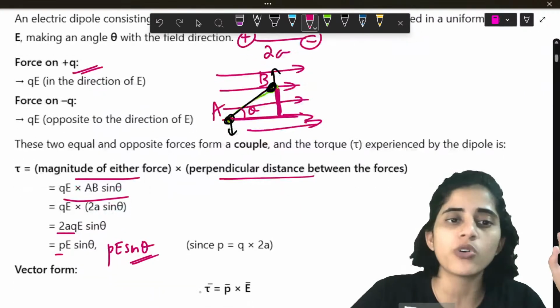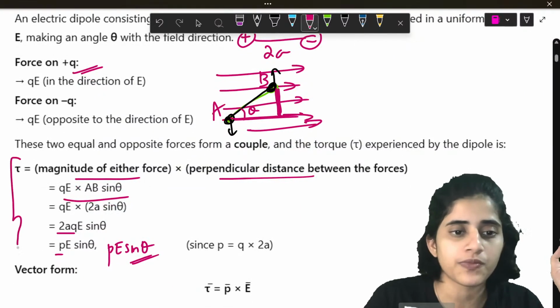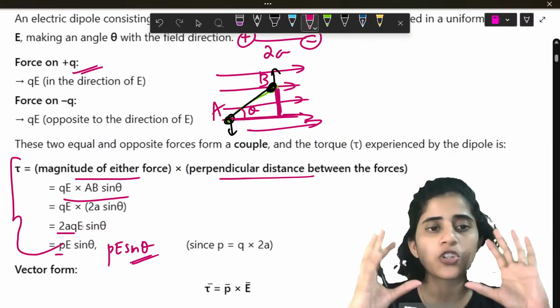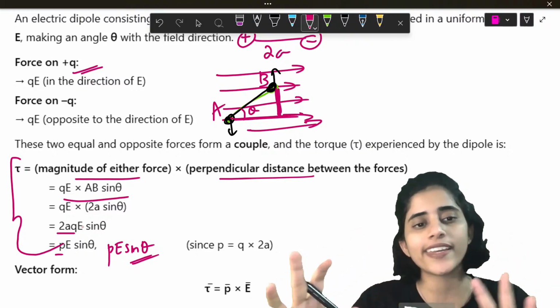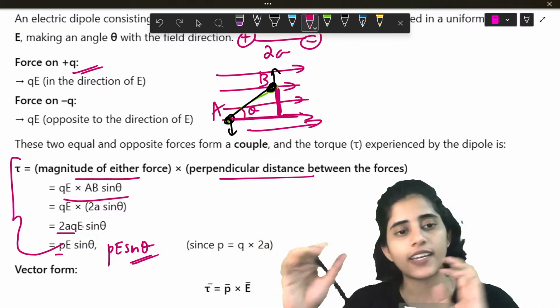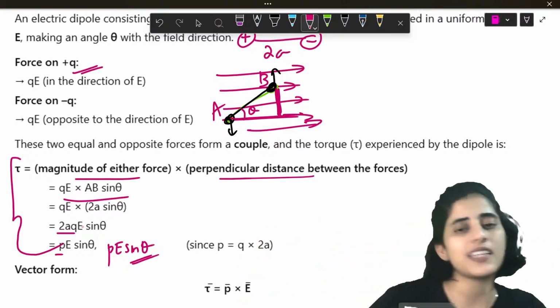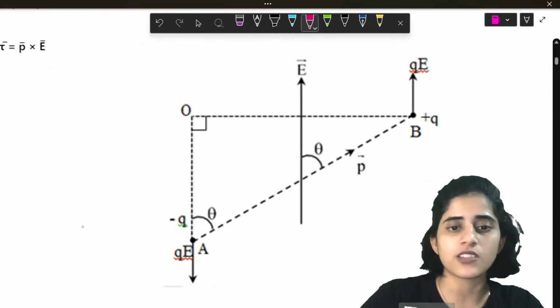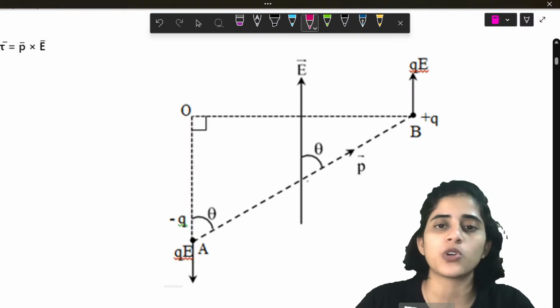For that, you only have to do this much. That's all. You just have to do torque is equal to QE into AB sine theta, which is QE into 2A sine theta, which is PE sine theta. Okay. Yeah, there's a figure here as well in case you want to refer.